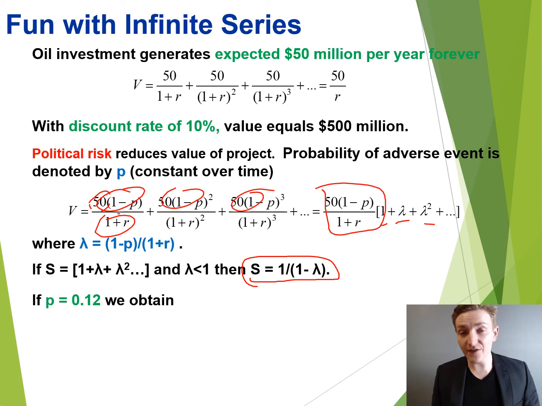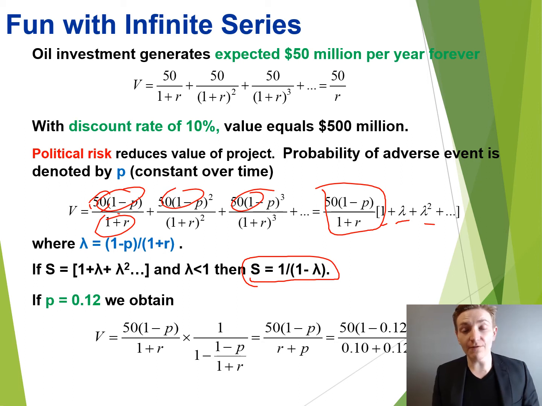So if the probability of expropriation is equal to 12%, then we can see what we obtain. We're going to obtain a valuation here in this formula. So we have 50 multiplied by (1 minus p) over (1 plus r). Then we're multiplying it by our 1 over (1 minus lambda). So here that would be 1 over 1 minus (1 minus p) over (1 plus r), where p is 12% and r is 10%. And this is going to give us a formula over here of 50 multiplied by (1 minus 12%) over (10% plus 12%). So we end up with a relatively easy formula here that is going to be relatively easy and straightforward to compute.